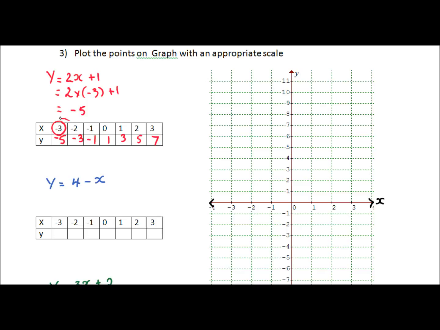So my first point that I want to plot is going to be -3, -5. So that's my first ordered pair. So -3, -5 down here. Take my second pair, -2, -3. My third pair, -1, -1. And I continue on, 0, 1.